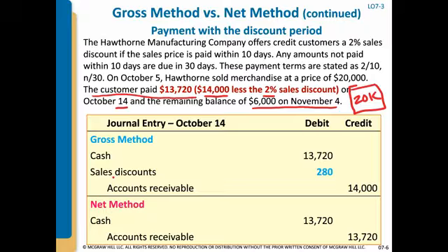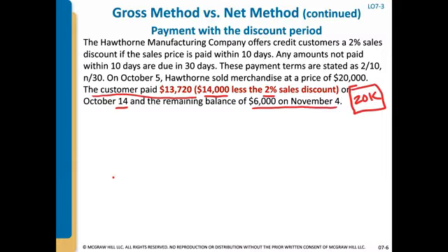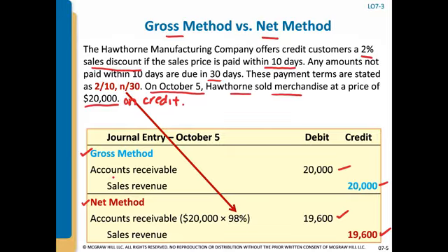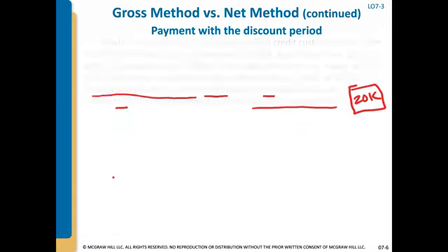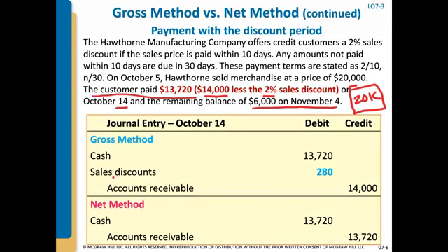So under the gross method, let's go back to the previous slide. Under the gross method, we booked the accounts receivable for the full price, the $20,000, which includes the $14,000 plus the $6,000 that they still owe. We are going to credit the accounts receivable for the full $14,000. We are not going to account for the discount in our credit. We received cash of $13,720. That's just how much we got.